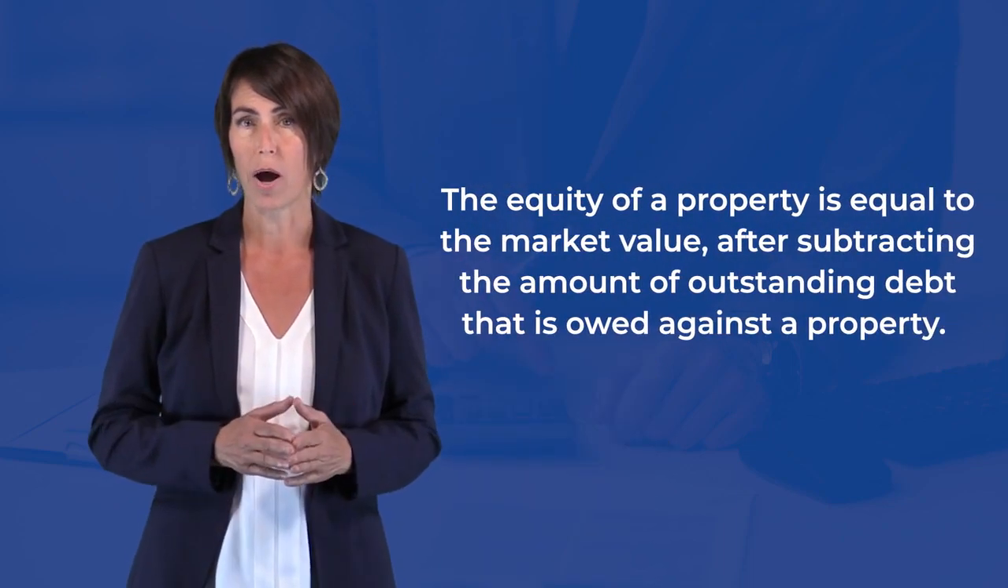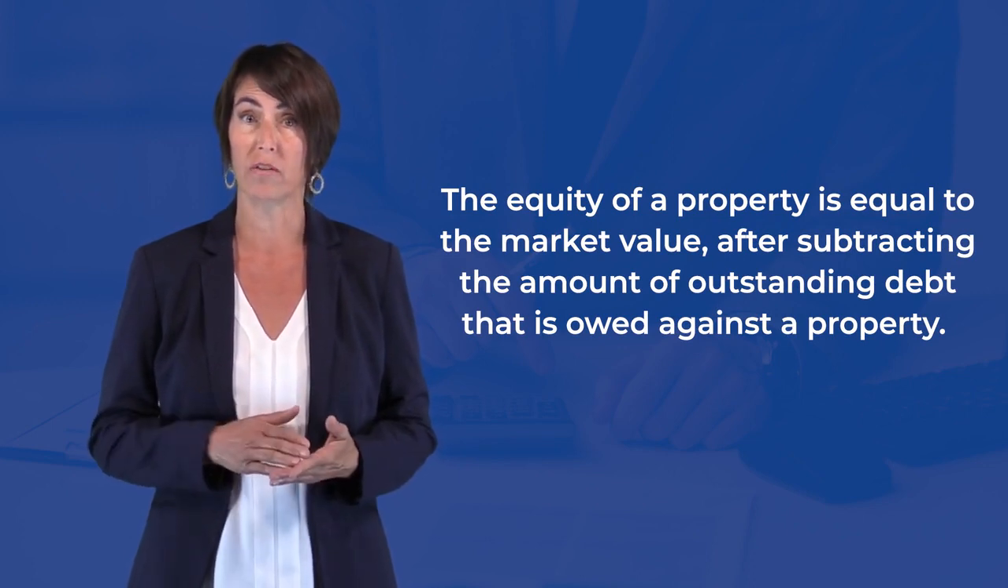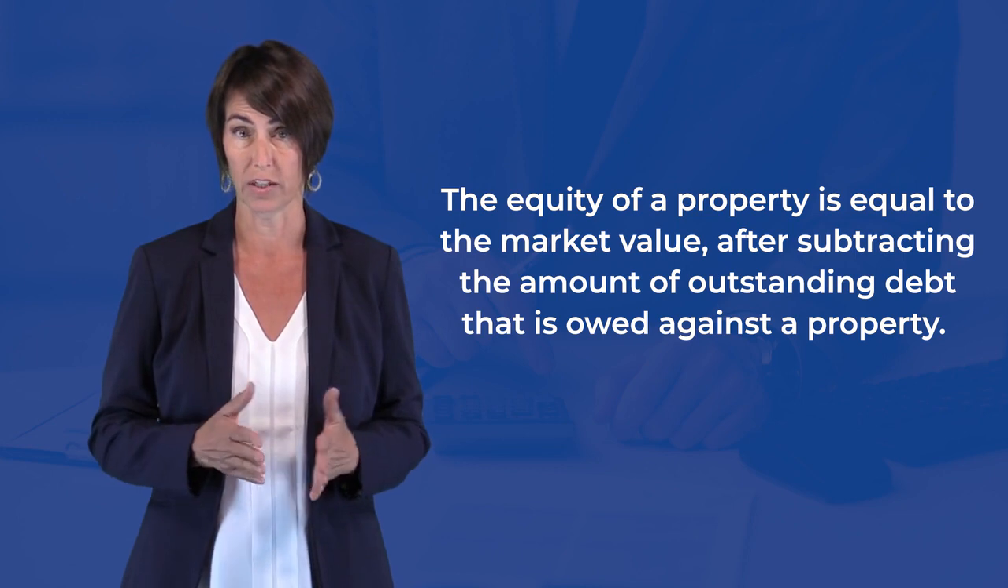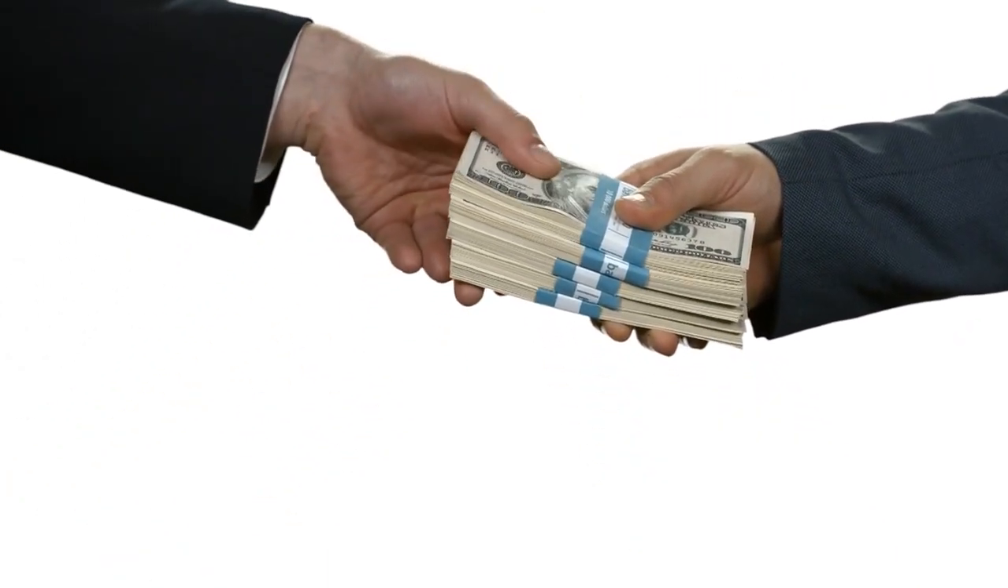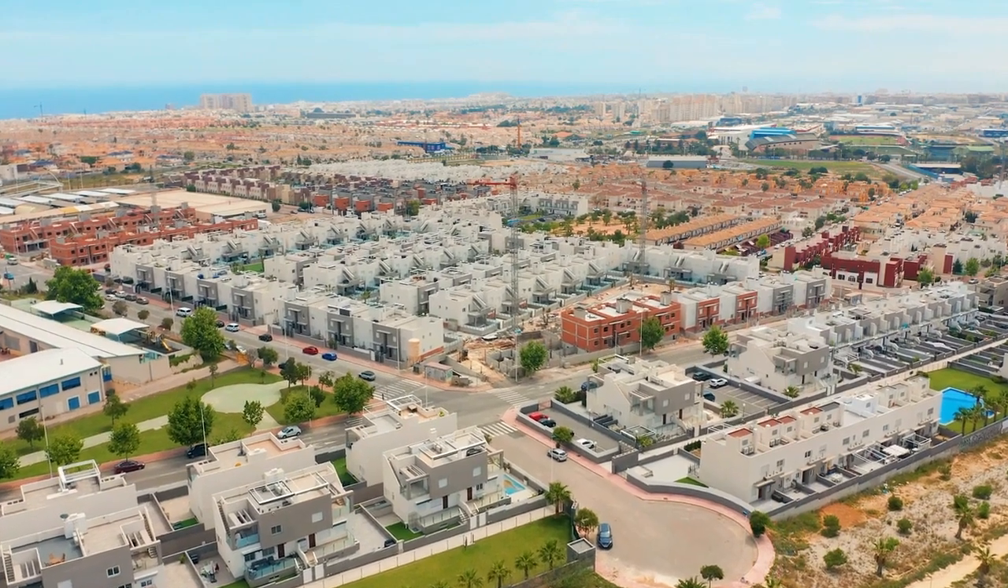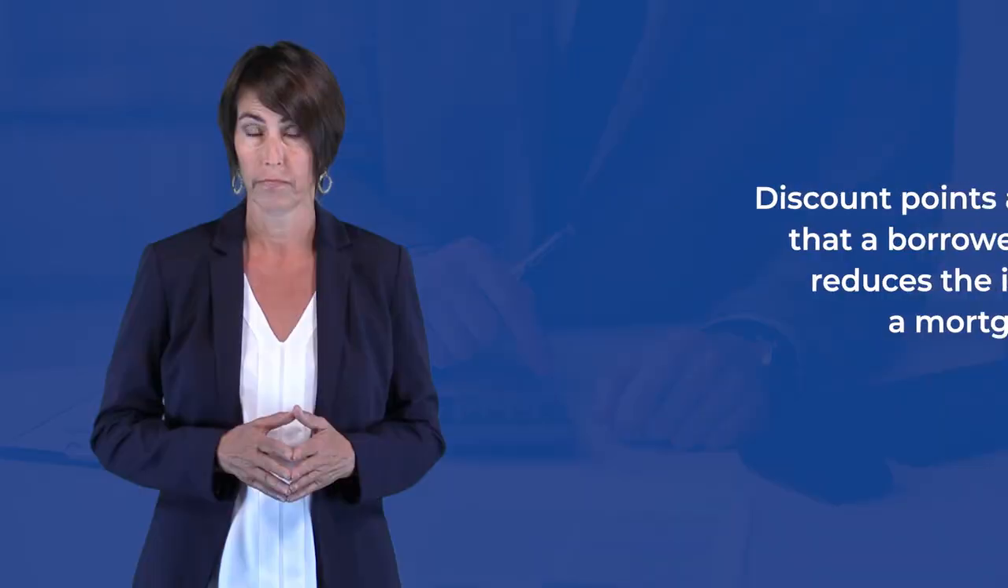The equity of a property is equal to the market value after subtracting the amount of outstanding debt that is owed against a property. Outstanding debt can come from a mortgage, a loan borrowed against the property value, and liens levied on the property. Equity can be seen as the amount of money a property owner would get from selling the property after paying off any creditors.